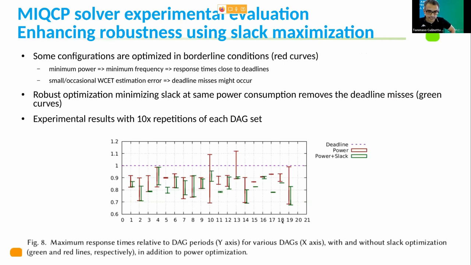You can see on the x-axis the scenario, on the y-axis we have the response time relative to the end-to-end deadline of the DAG. So if we stay below one, basically it means we are respecting the deadline. If we are beyond one, it means we violated the deadline. What I'm showing here are segments, because we repeated execution of each scenario a number of times, registering the minimum exhibited response time and the maximum response time.